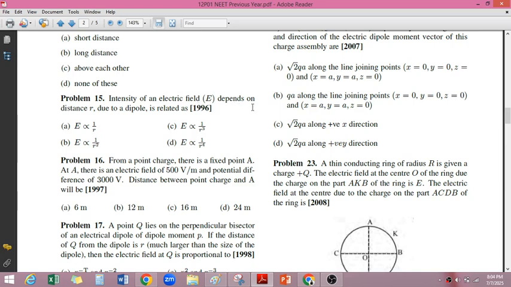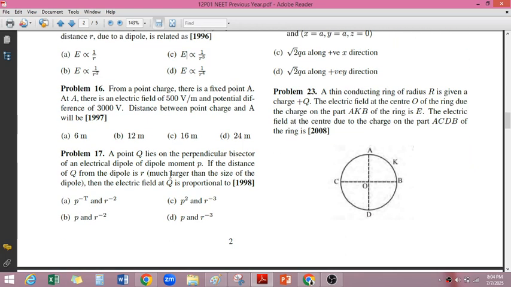Intensity of an electric field depends on the distance r due to a dipole is related as, I think it will be, point charge means r squared inversely proportional, whereas dipole means Kp by r cube, right? So go back and check your formula. So it will be Kp by r cube.